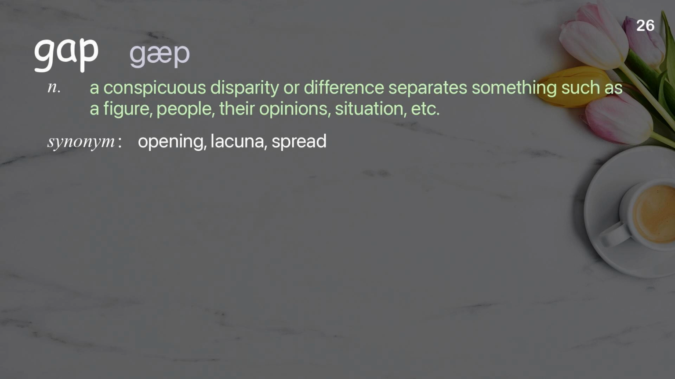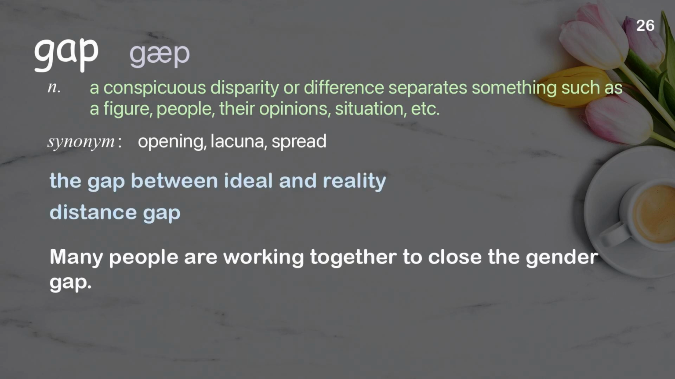Gap. A conspicuous disparity or difference separates something such as a figure, people, their opinions, situation, etc. Examples: the gap between ideal and reality. Distance gap. Many people are working together to close the gender gap.